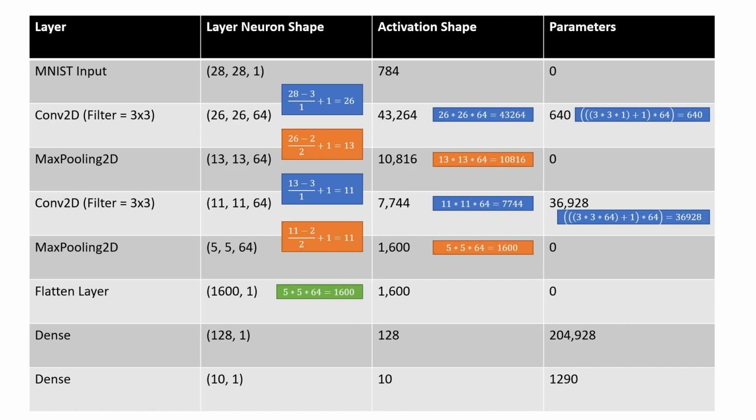Now I apply a dense layer of 128. So activation shape is 128. So that is calculated as the neurons in the current layer, that is 128, into neurons in the previous layer, that is 1600, plus 1 into 128, which gives me 204,928 parameters learned. At last I'm applying a dense layer which uses the softmax, which is going to classify the digit 0 to 9 very efficiently, and that gives me 10 into 128 plus 1 into 10, that gives me 1290 parameters learned.